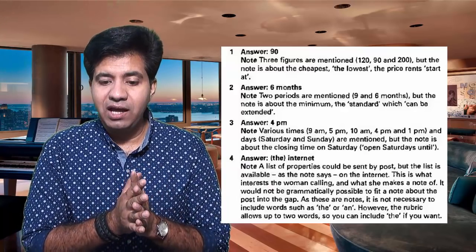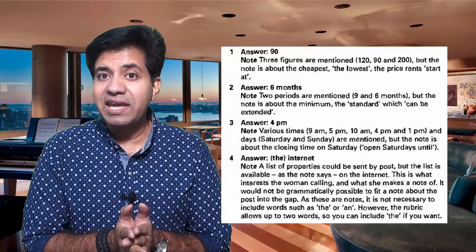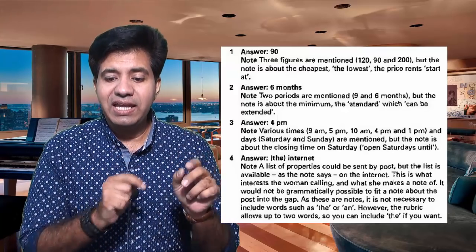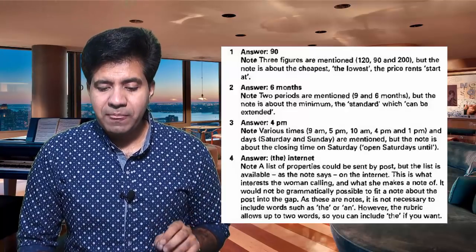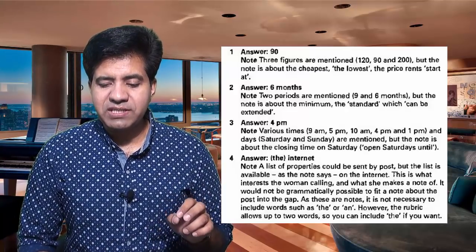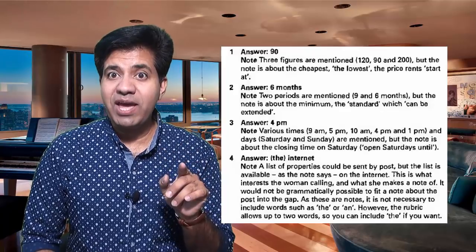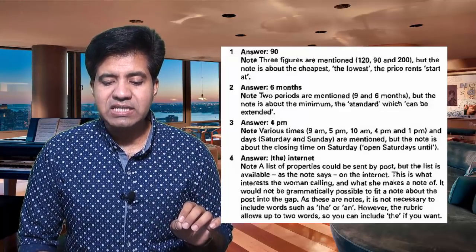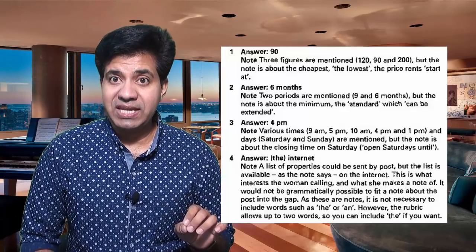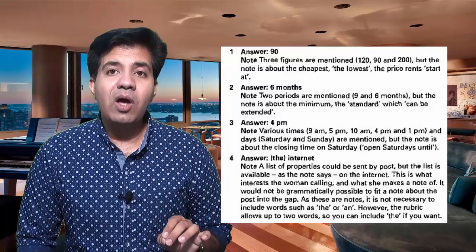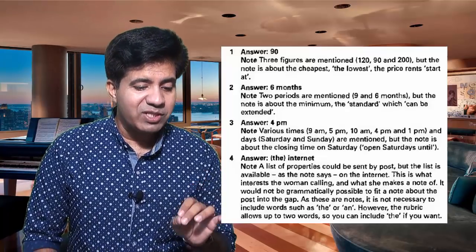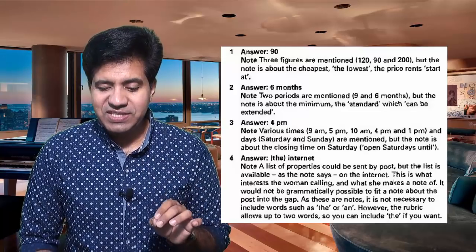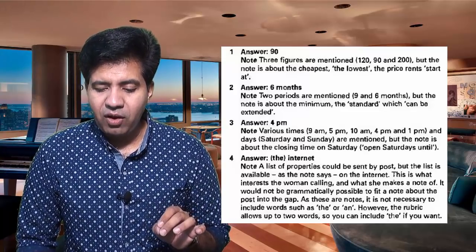Question number 4. The answer is the internet. The is an optional word. Internet or the internet. Very good. Now what is the note? A list of properties could be sent by post. That's a trap. He said a list of properties could be sent by post, but the list is available on the internet, as the note says. And what's the question? List of properties available on the internet. So he says there, but the list is available on the internet.